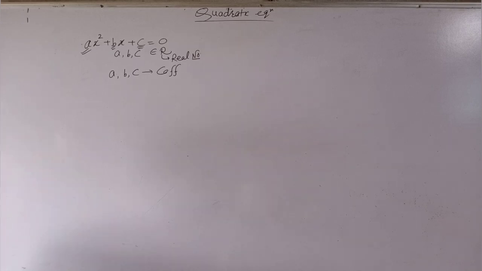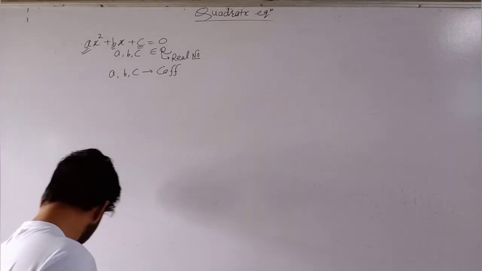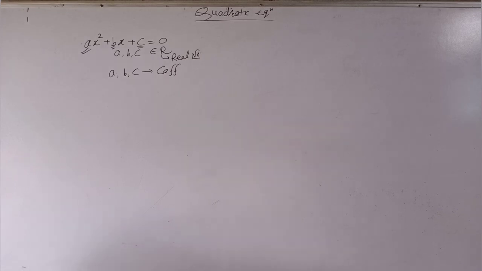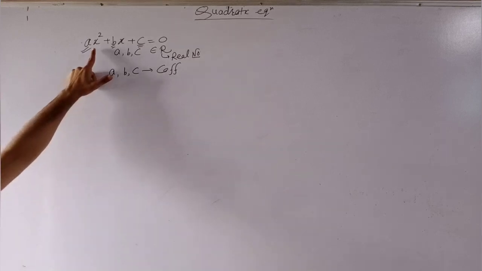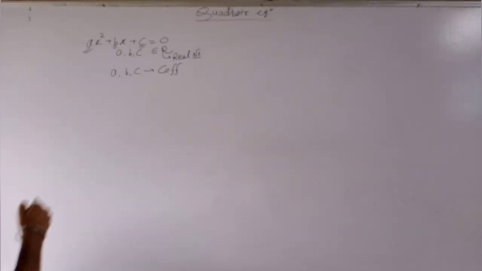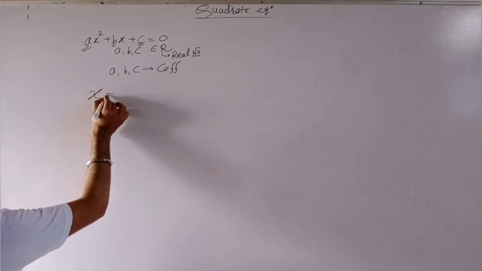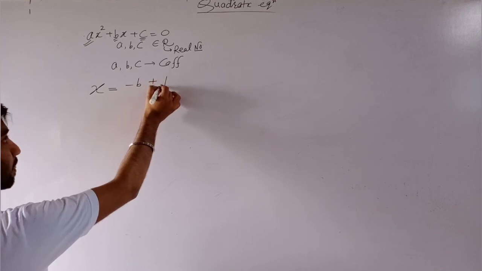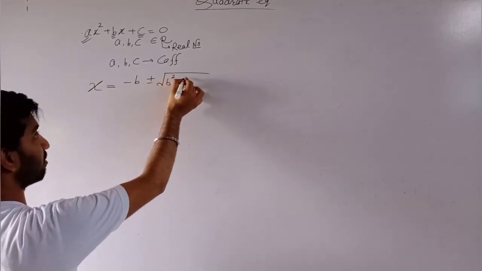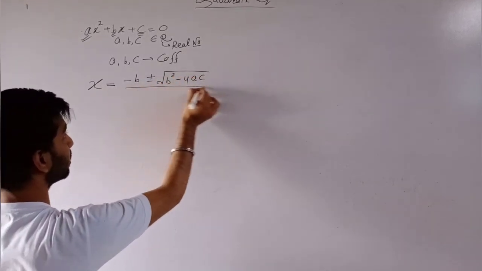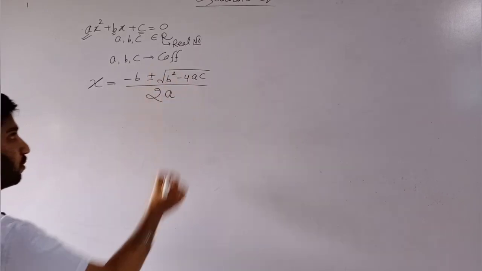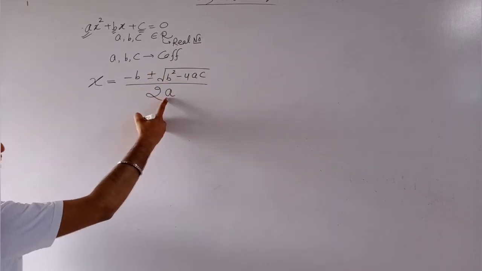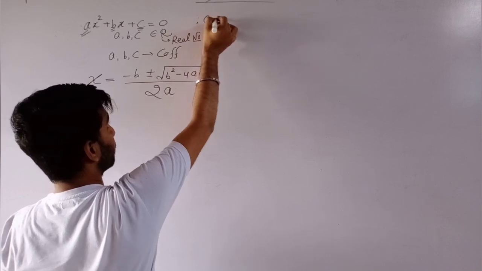In the previous video lectures we discussed two methods, factorization method and perfect square method. By using perfect square method for this general form we can form a formula that the value of x is minus b plus minus root of b square minus 4ac divided by 2a. A is in denominator, so a cannot be 0.